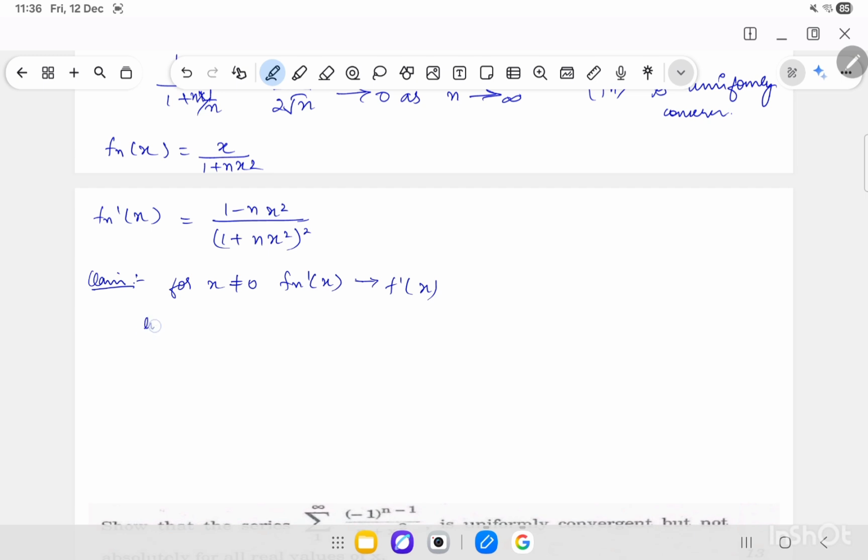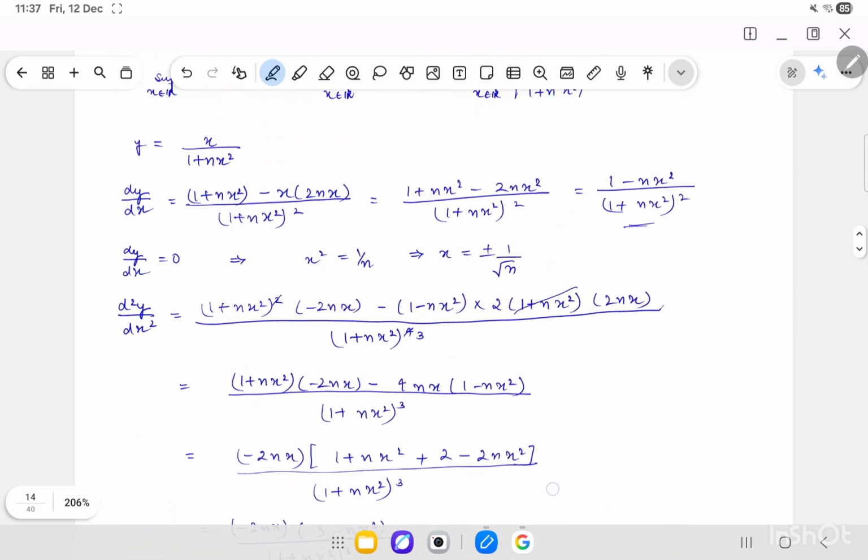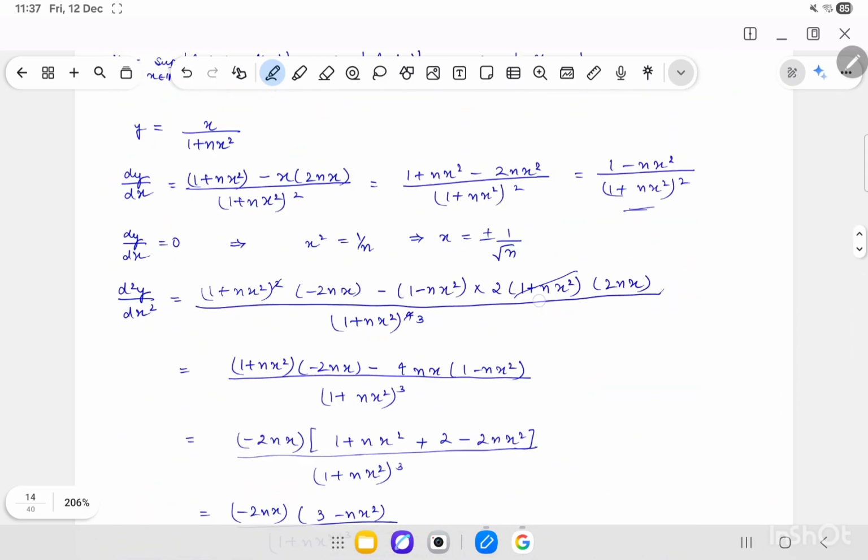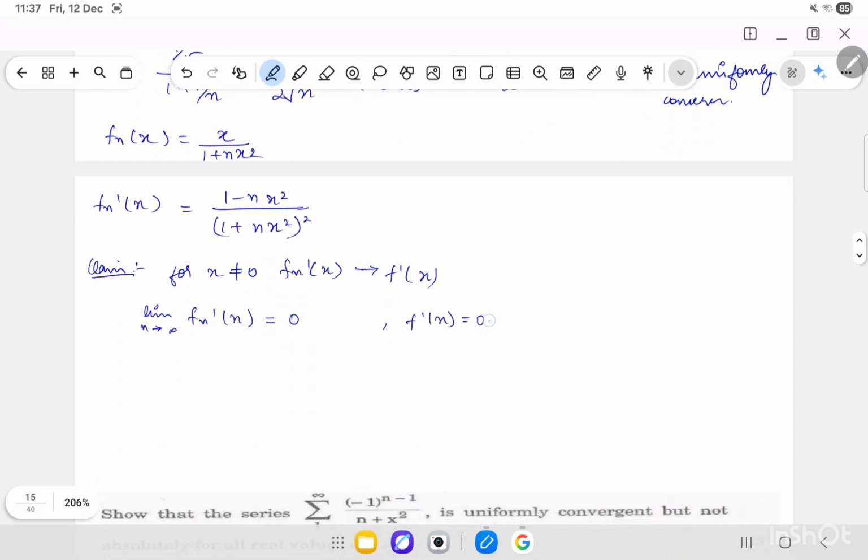Now if I evaluate the limit as n approaches infinity of Fn dash x, it will be equal to 0 only. And if I calculate f dash x, which is again equal to 0, because our f x was already 0, so f dash x is also 0. So from here I can say that Fn dash x approaches f dash x for x not equal to 0.